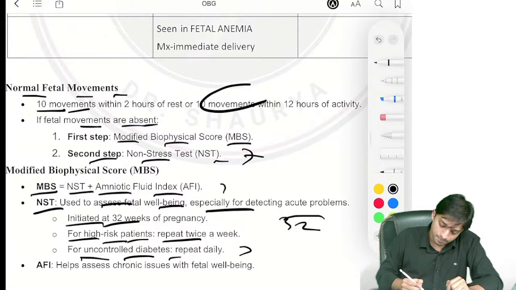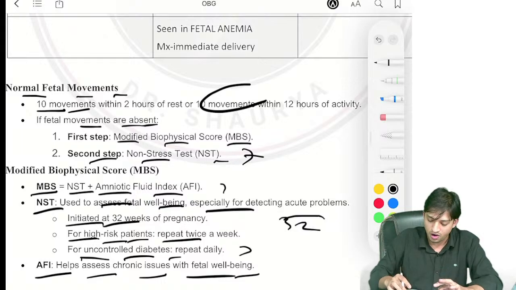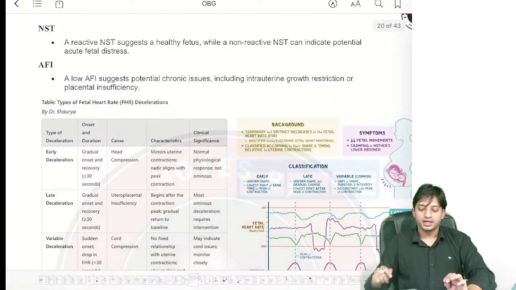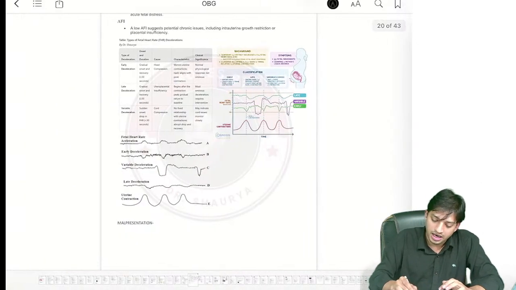Now, amniotic fluid index, what does it help in? It helps in assessing chronic issues of fetal well-being. Amniotic fluid index का role you have already known, right? It helps you in assessing the fetal well-being, chronic issues regarding the fetal well-being.